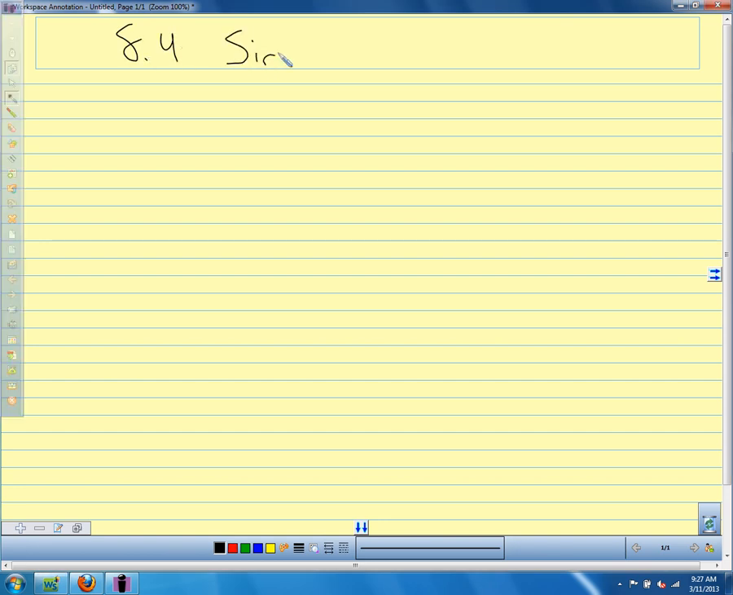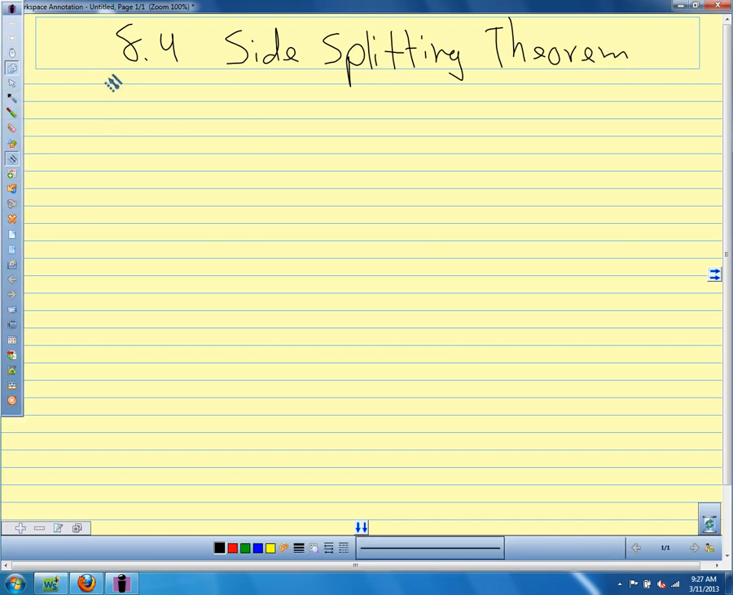8.4 and the side splitting theorem. So I'm just going to say what the side splitting theorem tells us. We'll draw a picture and figure out how we're going to use it. It comes from using what we know about parallel lines.